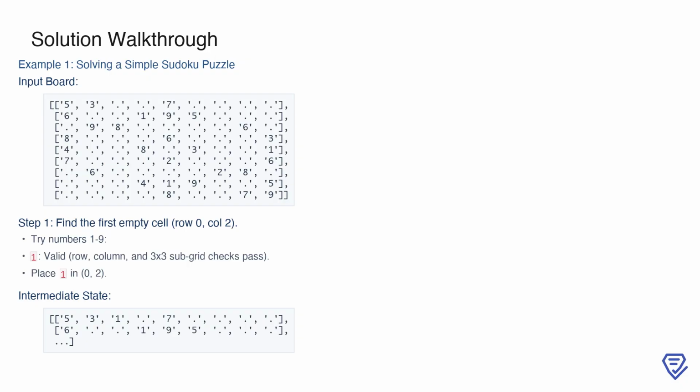To determine the correct number for the cell, we try each number from 1 to 9, checking if it adheres to the Sudoku rules. It must not already exist in the same row, column, or 3x3 subgrid. Testing the number 1, we find that it's valid. So, we place 1 in this cell, resulting in an updated board state where this previously empty cell is now filled with 1. This step lays the groundwork for solving the rest of the puzzle systematically.